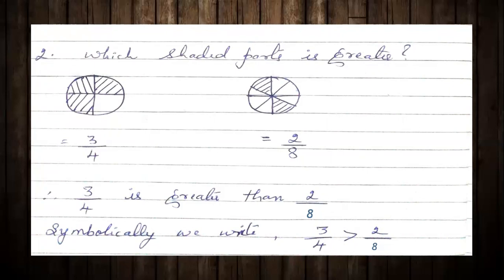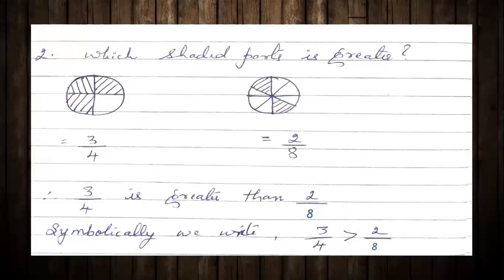When you compare both, the first one is 3/4, where the denominator is 4, and for the next one it is 8. When you compare 4 and 8, 4 is less. So the whole fractional number 3/4 is greater than 2/8. In the denominator, the number should be lesser. For the first figure it is less because 4 is less than 8. The whole fractional number with the lesser denominator will be the greater one. So for the given figures, the first fractional number 3/4 is greater than 2/8.